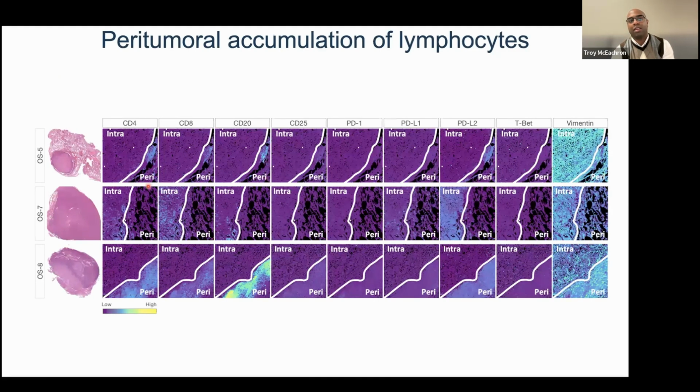So this is the imaging mass cytometry data. And again, you can see that within the core, we're really not seeing too terribly many lymphocytes in these osteoblastic specimens.